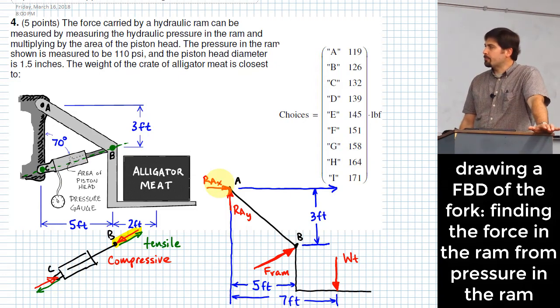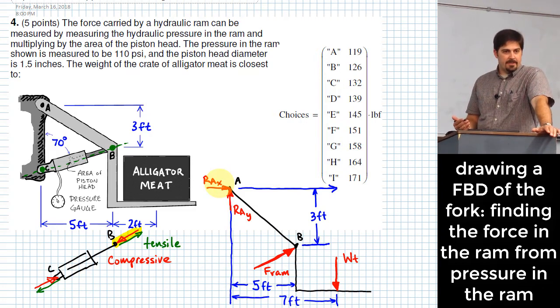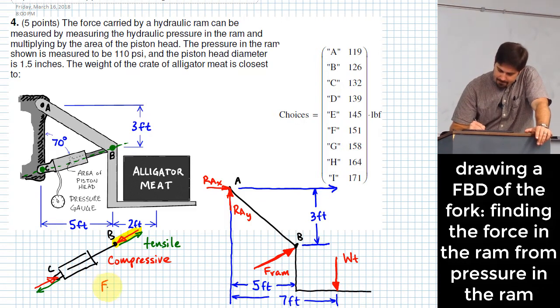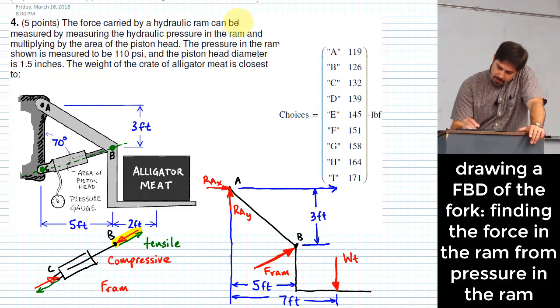Okay, I wrote FRAM up there, but I can figure out what that value actually is, right? How do I do that? I can do that according to what this says up here. It says the force carried in a hydraulic ram can be measured by measuring the hydraulic pressure in the ram and multiplying by the area of the piston head.